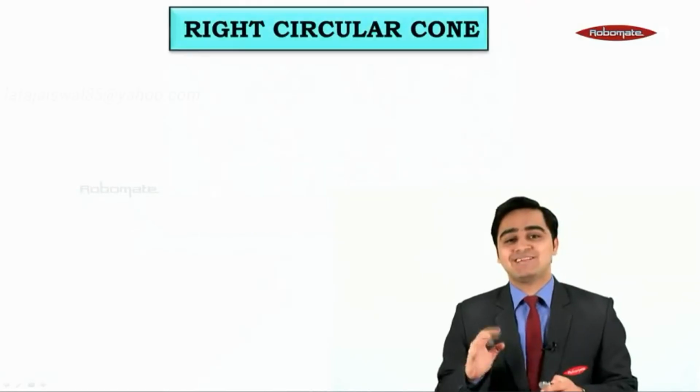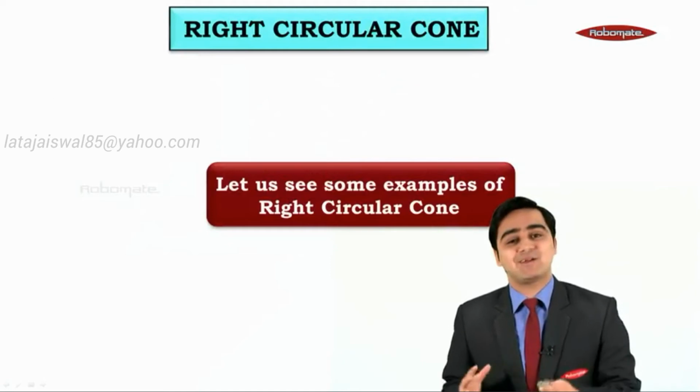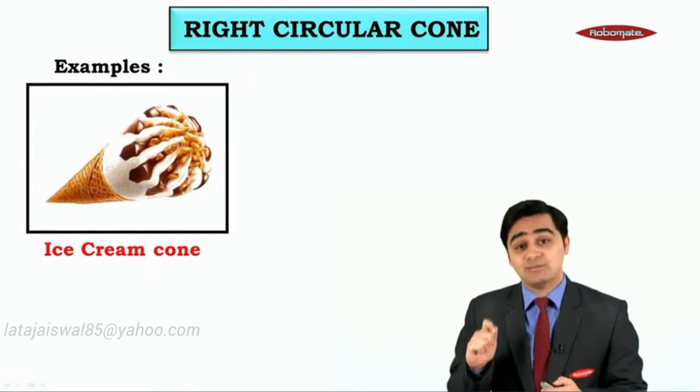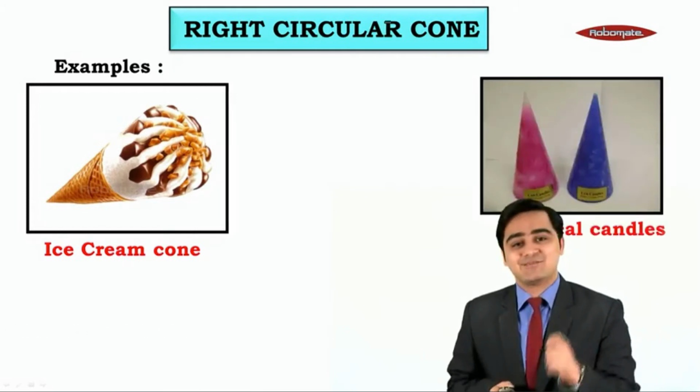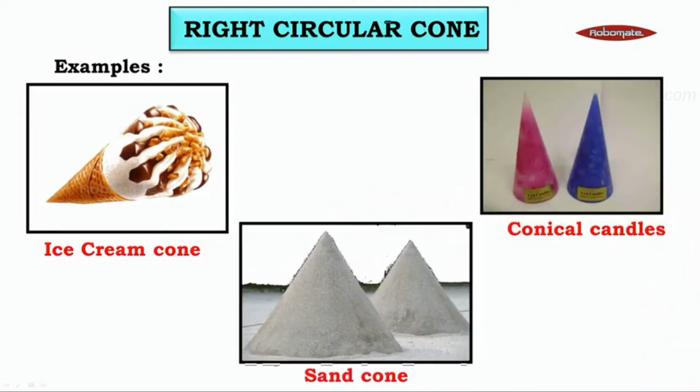So let's now understand right circular cone. Let us see a few examples of right circular cone from our day-to-day life. The examples which we can consider: first, an ice cream cone, the best example of a right circular cone. Next, we can have conical candles as an example of a right circular cone. Third, we have a sand cone as an example of a right circular cone.